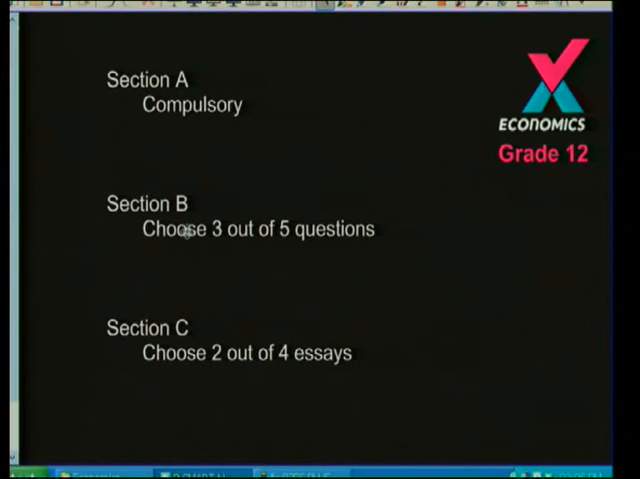In Section B, then question 2 will be on the first topic, which is macroeconomics. Question 3 will be on the second topic, microeconomics. Question 4 will be on the third topic, which is economic pursuits. And question 5 will be on contemporary economic issues. So make sure exactly which topics you know the most about before you decide what to answer.